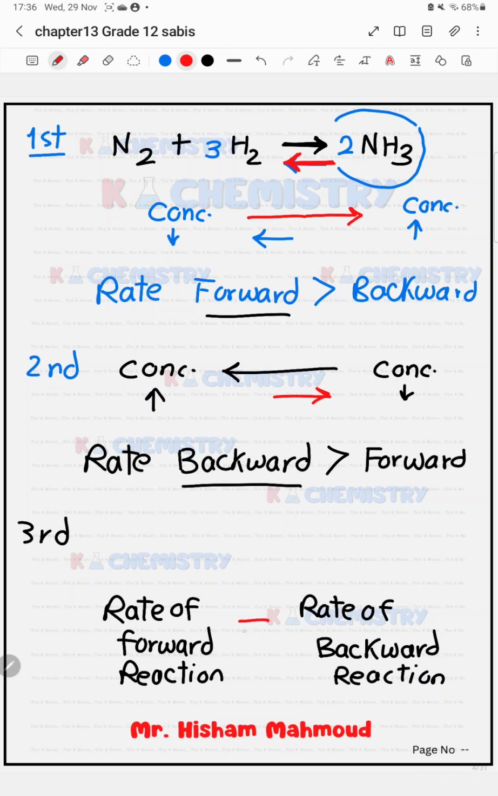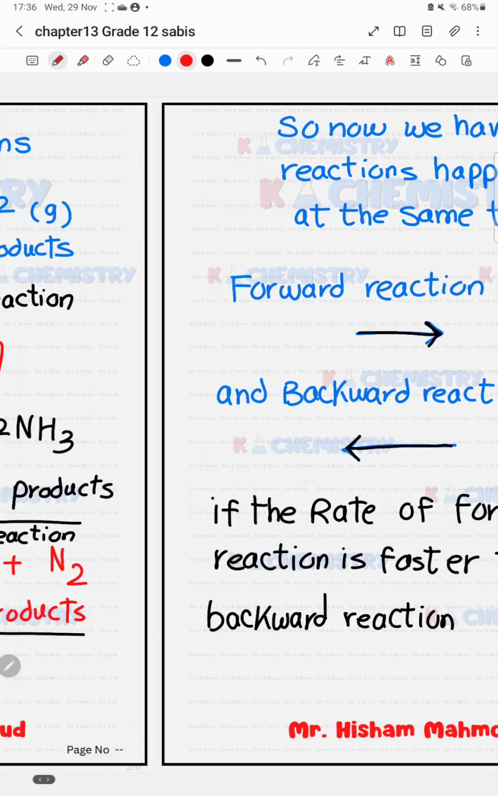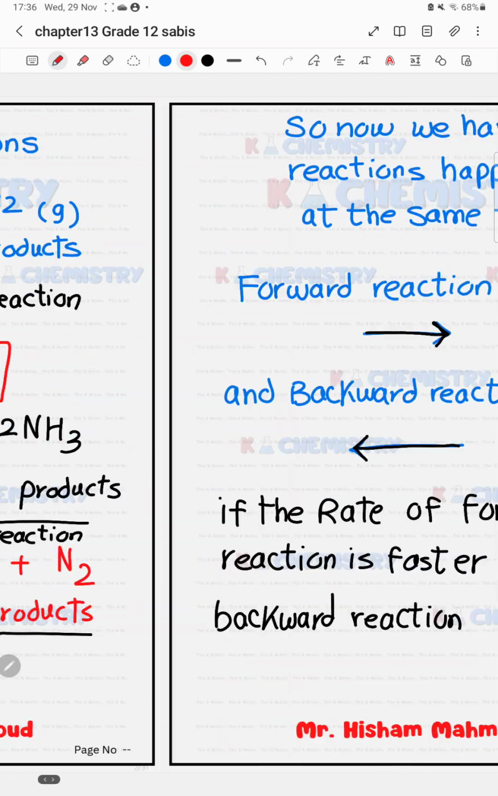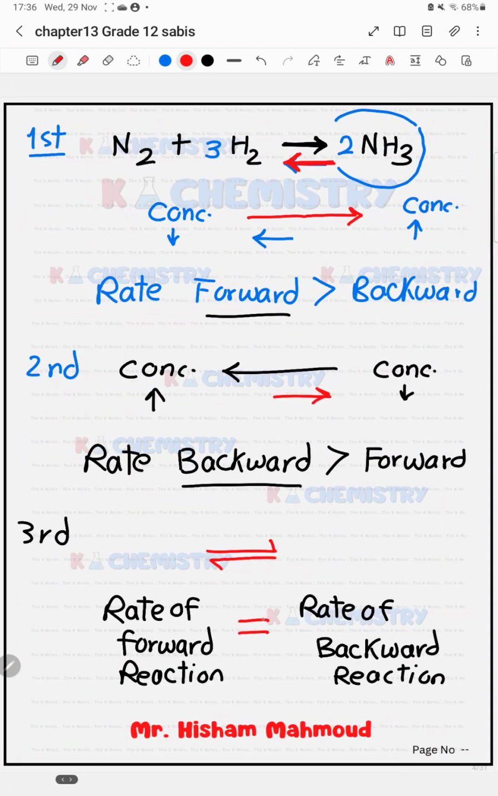And when they are equal, this is the only case that we call equilibrium. We draw these arrows in reversible reactions whether it is in equilibrium or not. But we say that the rate is faster only, again, we draw these arrows if there is a reversible reaction. It doesn't mean equilibrium. There is equilibrium only when the rate of the forward is equal to the rate of the backward.